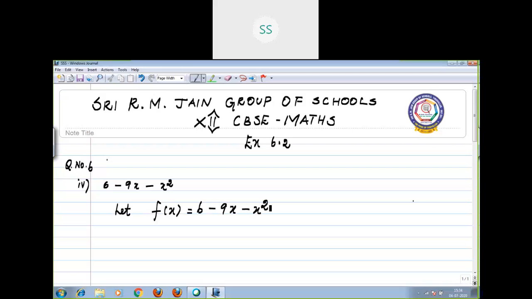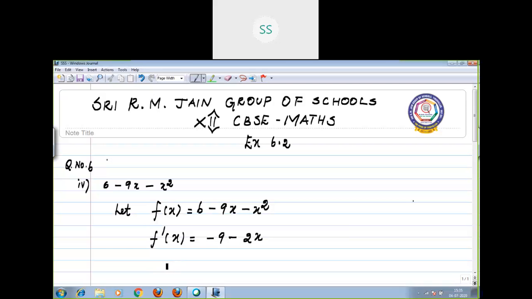The next step, what do you want to do? Yes, very good. You want to differentiate, right? What is the differentiation of this function? f dash of x equal to minus 9, because 6 is a constant, it acts as 0, minus 2x, right? You want to find the interval, so what are you going to do?